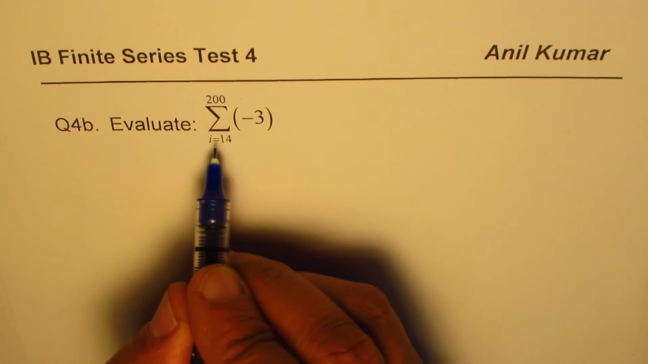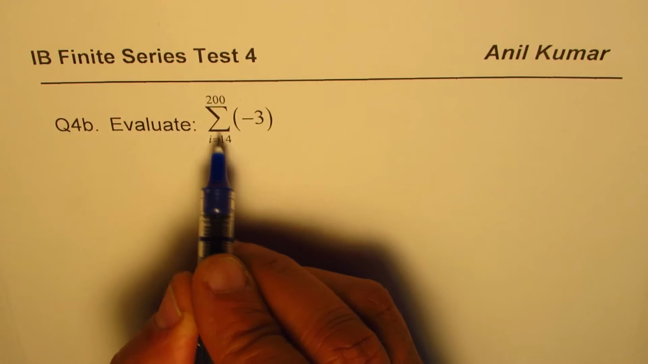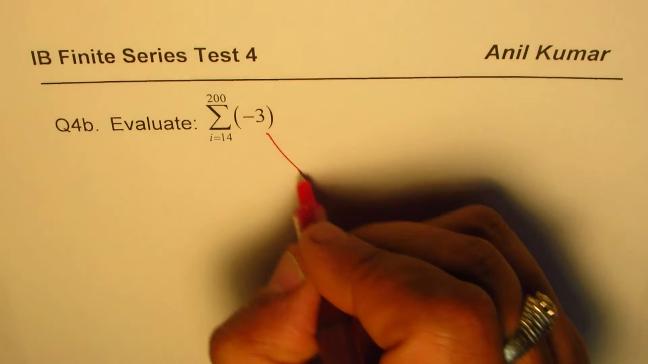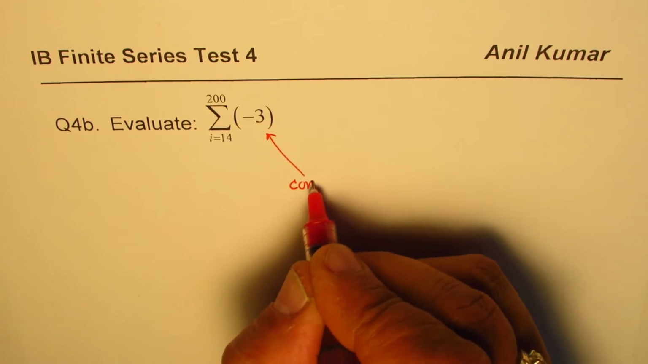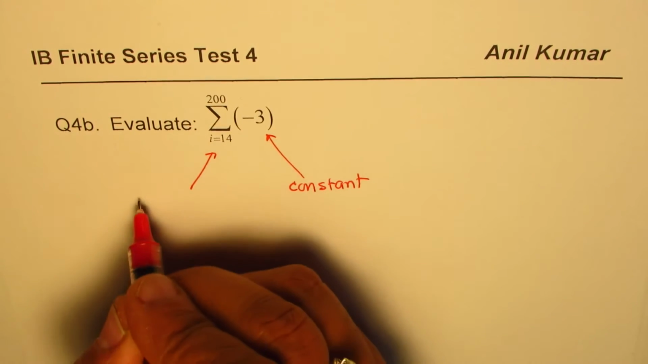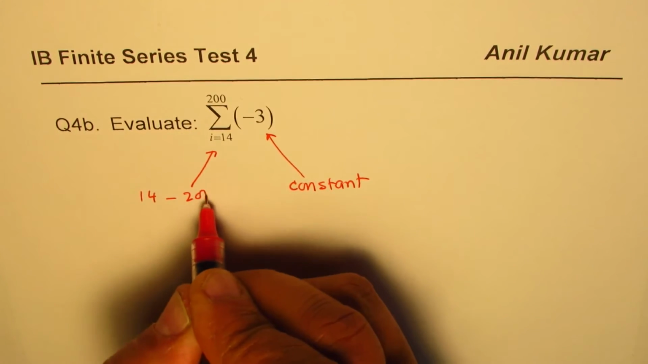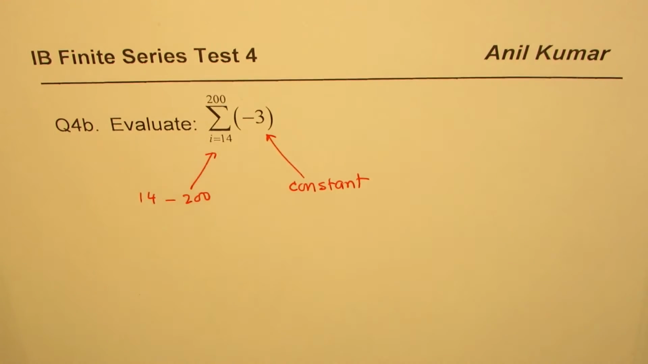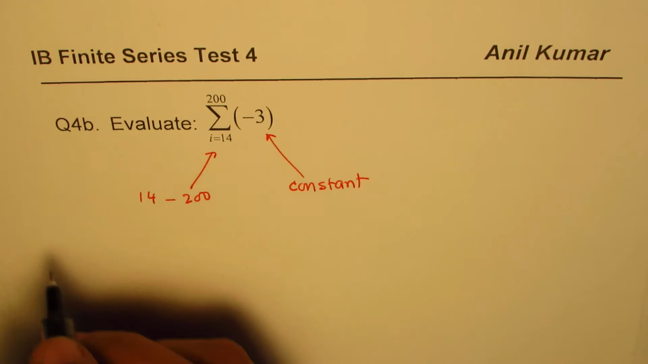Important part here is that i changes from 14 to 200. Do you see that? i is changing from 14 to 200, and we have a constant here, right? So this term is constant, and here i is changing from 14 to 200. Is it okay? Now, if it changes from 14 to 200, how many terms are there? That is the first thing you should find out.